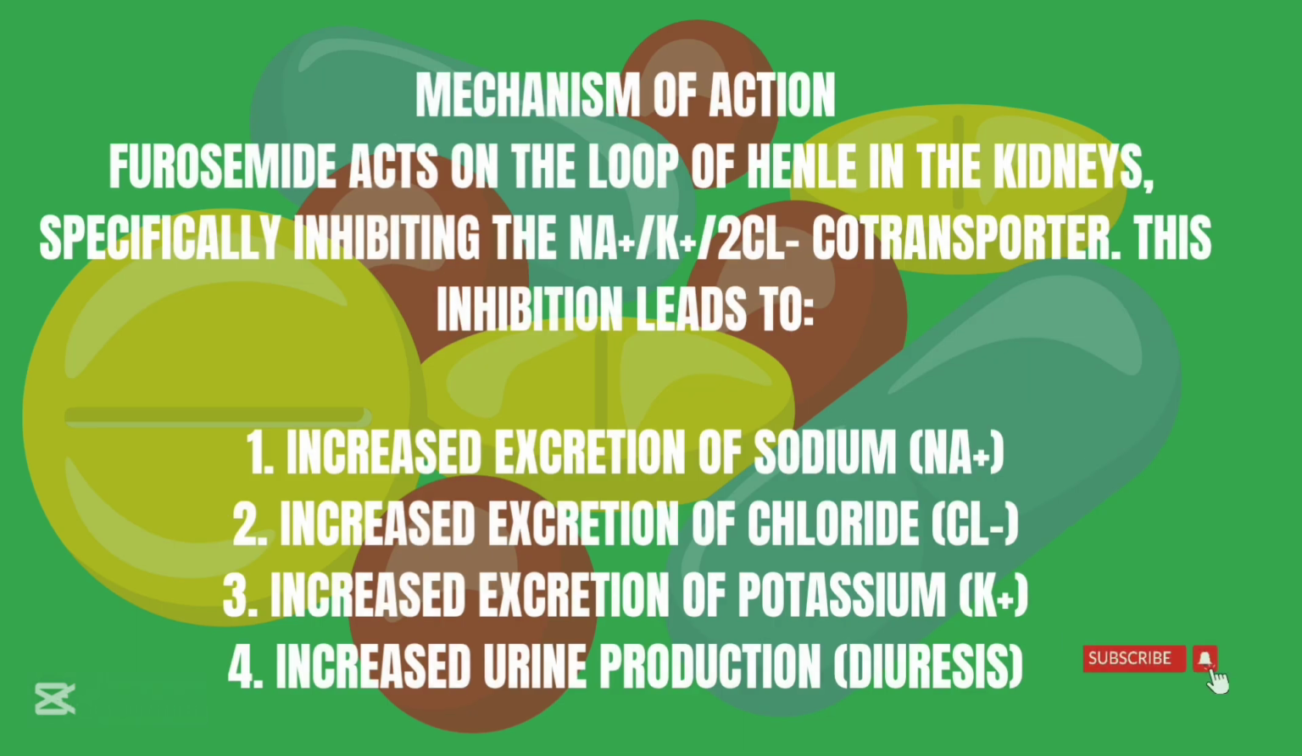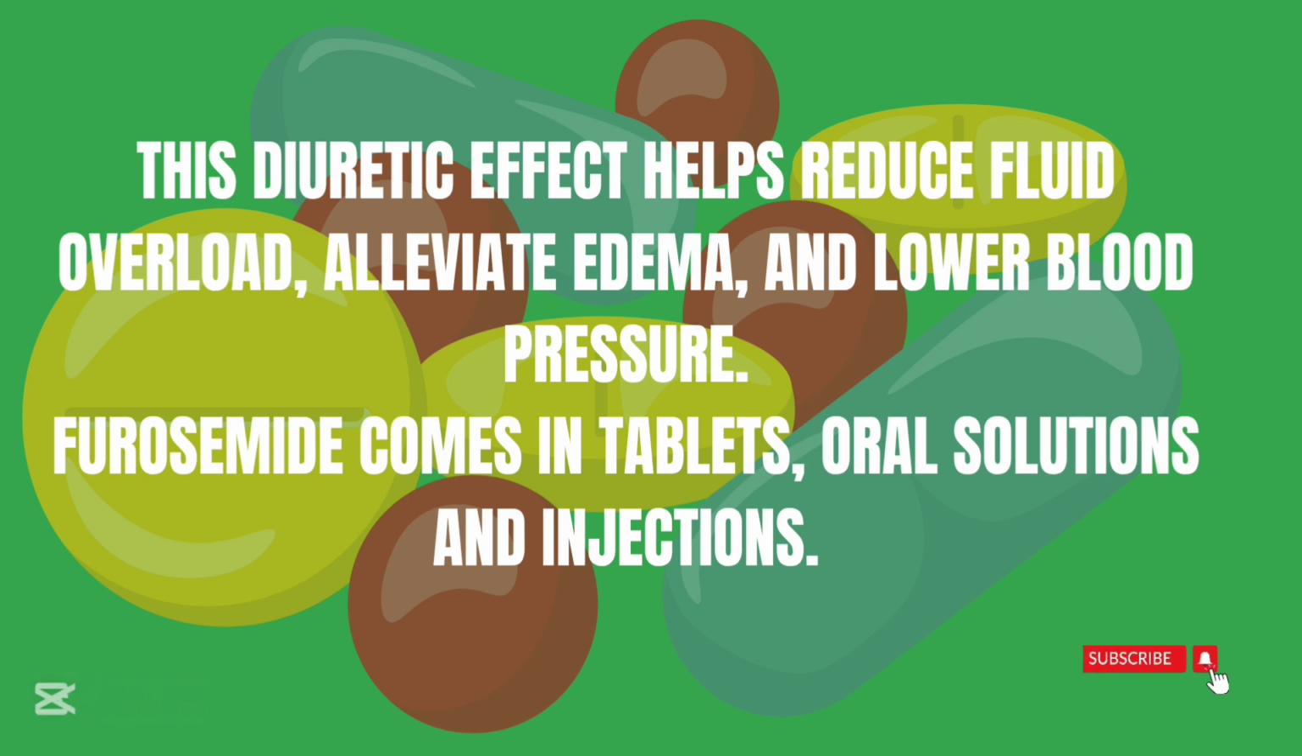So what's the mechanism of action of furosemide? Furosemide acts on the loop of Henle in the kidneys, specifically inhibiting the sodium, potassium, and chloride co-transporters. This inhibition leads to increased excretion of sodium, chloride, and potassium, and increased urine production. When all this happens, this diuretic effect helps to what? Reduce the fluid overload, reduce edema, and lower blood pressure.